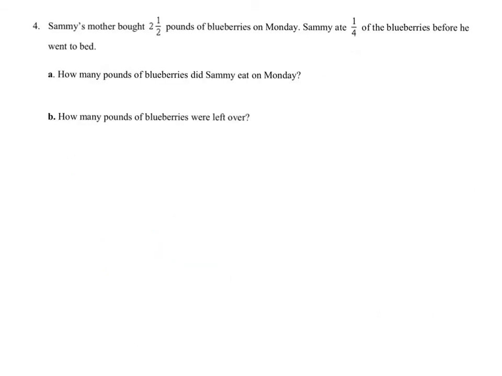Okay, number 4. Sammy's mother bought 2.5 pounds of blueberries on Monday. Sammy ate 1/4 of the blueberries before he went to bed. How many pounds of blueberries did Sammy eat? So we see that 1/4 of again. That should trigger in our mind, okay, we are multiplying, because when we multiply by a fraction, it actually divides it up into fourths for us.